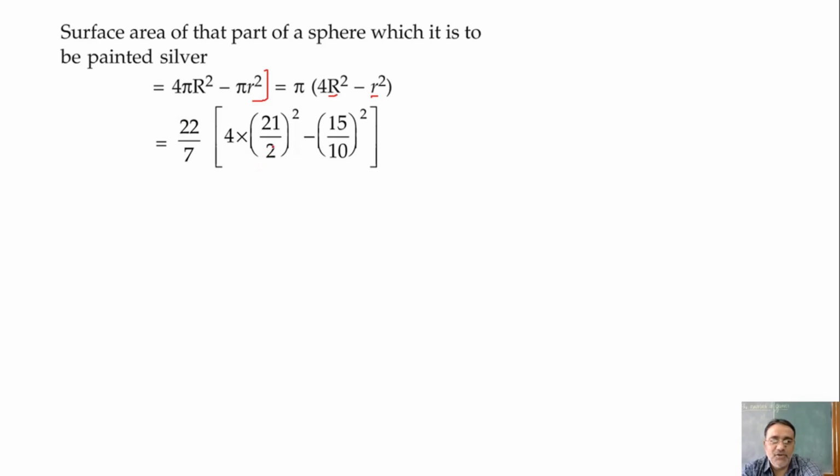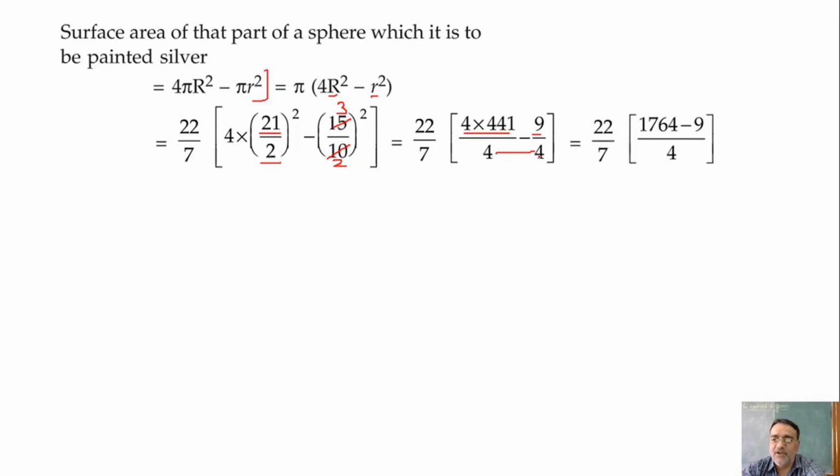So this will be 441 by 4 and this will be, one minute, let us simplify it a bit, 3 by 2. We can write 3 by 2. So this will be 9 by 4. Is this clear? Yes, sir. Now the denominators of both are the same, that is why I am not going to cancel this 4. So it is easy to take the LCM. 441 into 4 is 1764 minus 9 upon 4. Okay, now is this clear?